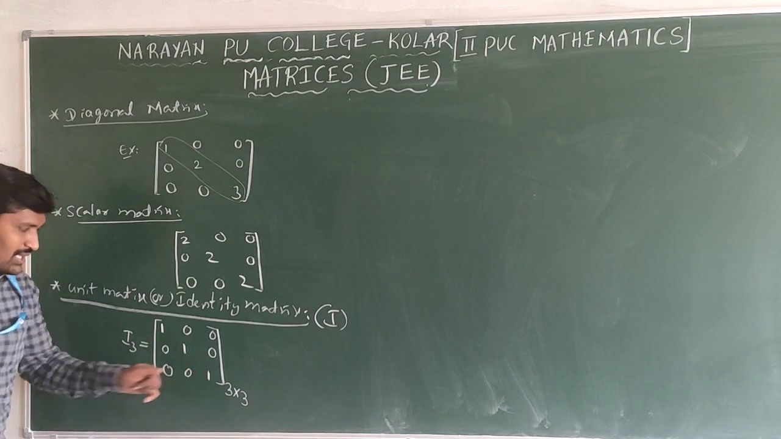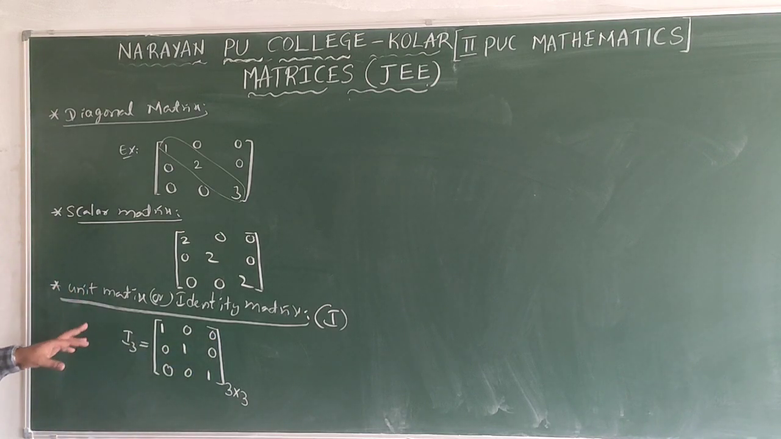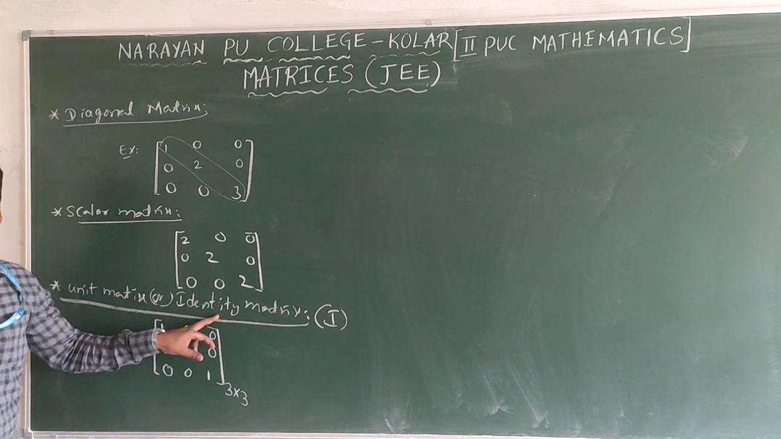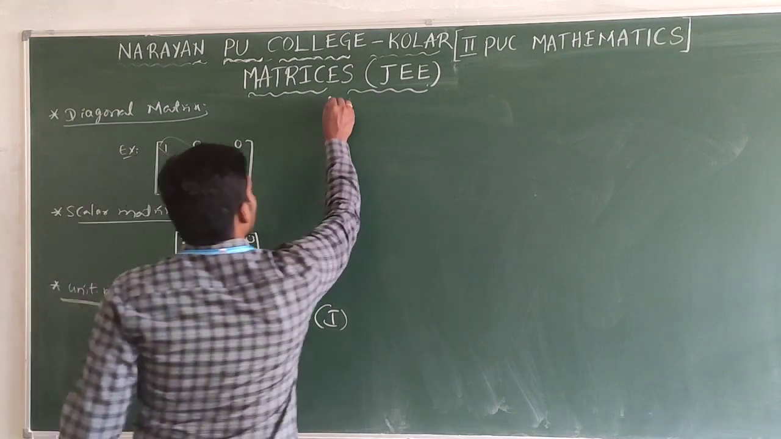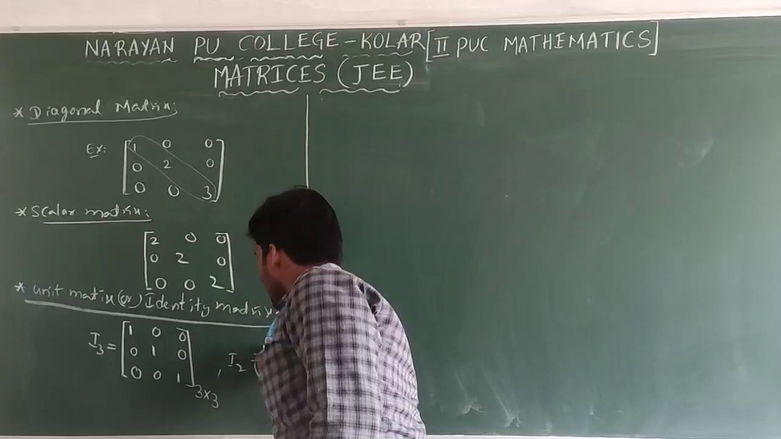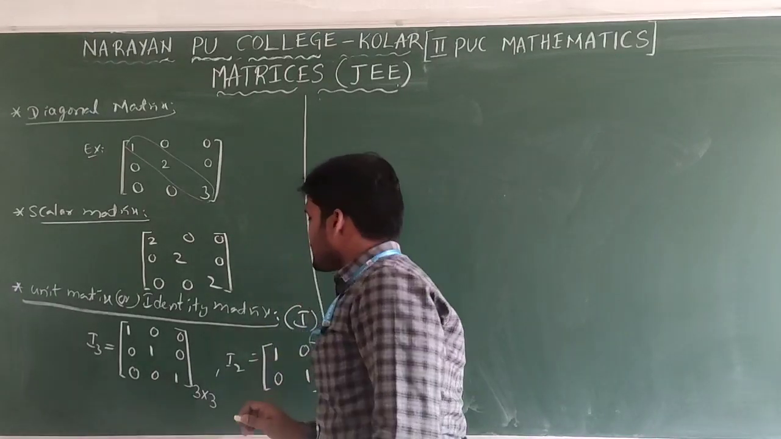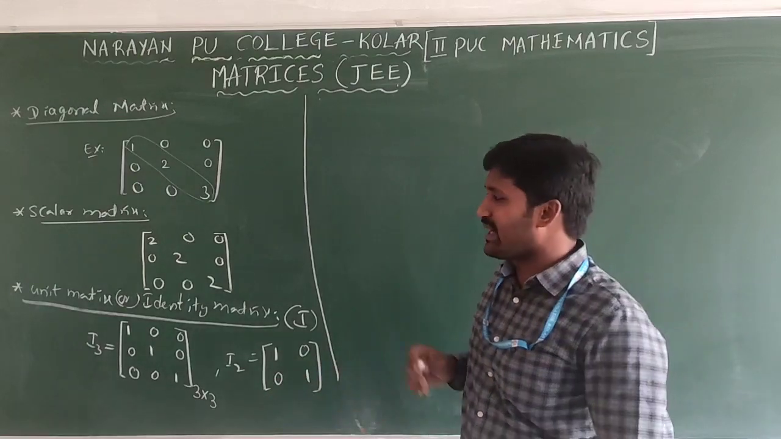Diagonal elements are equal to 1 and non-diagonal elements are equal to 0 in a square matrix. That one is called an identity matrix. You can take 2 by 2. For example, for a second order matrix, you take 1, 0, 0, 1. It is a second order identity matrix.